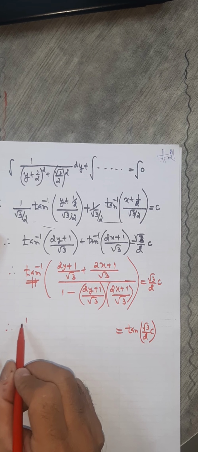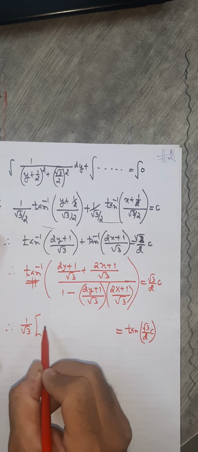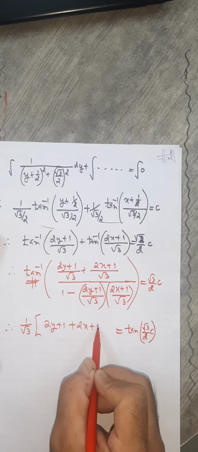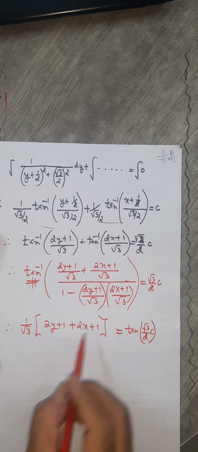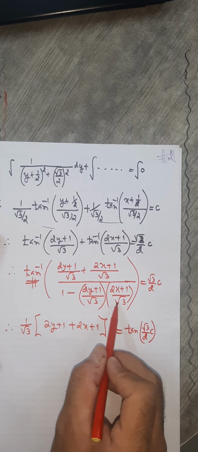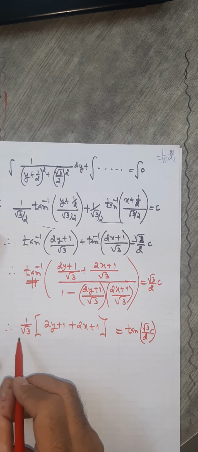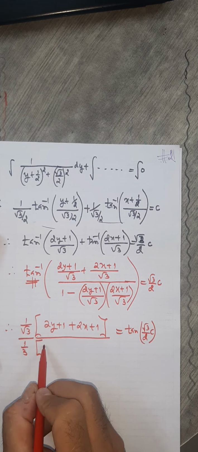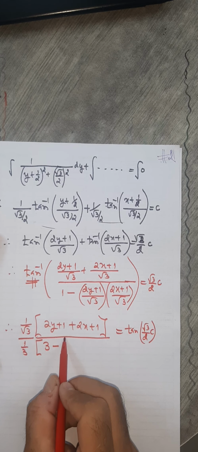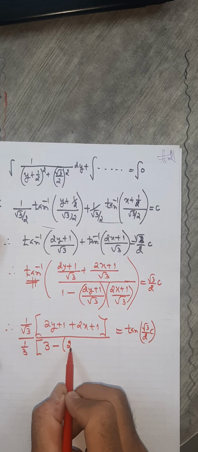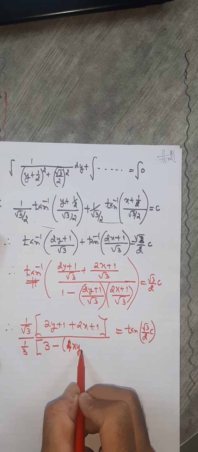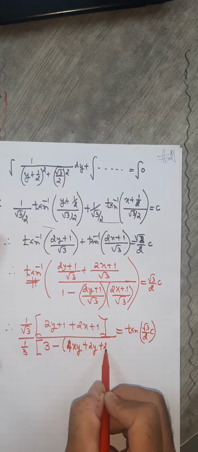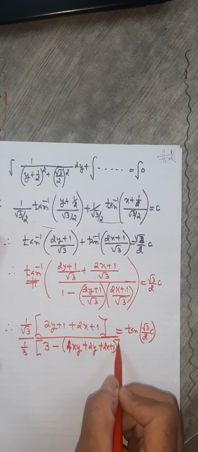So from numerator, I suppose you can find root 3 common. So what will we get? 2y plus 1 plus 2x plus 1. What about the denominator expression? Root 3, 3. That will multiply with this. And then I'll take 1 by 3 outside. So you will get the 3 minus, I'm opening these two brackets. So this is, I suppose, 4xy plus 2y plus 2x plus 1. Just I have opened the bracket, remember.